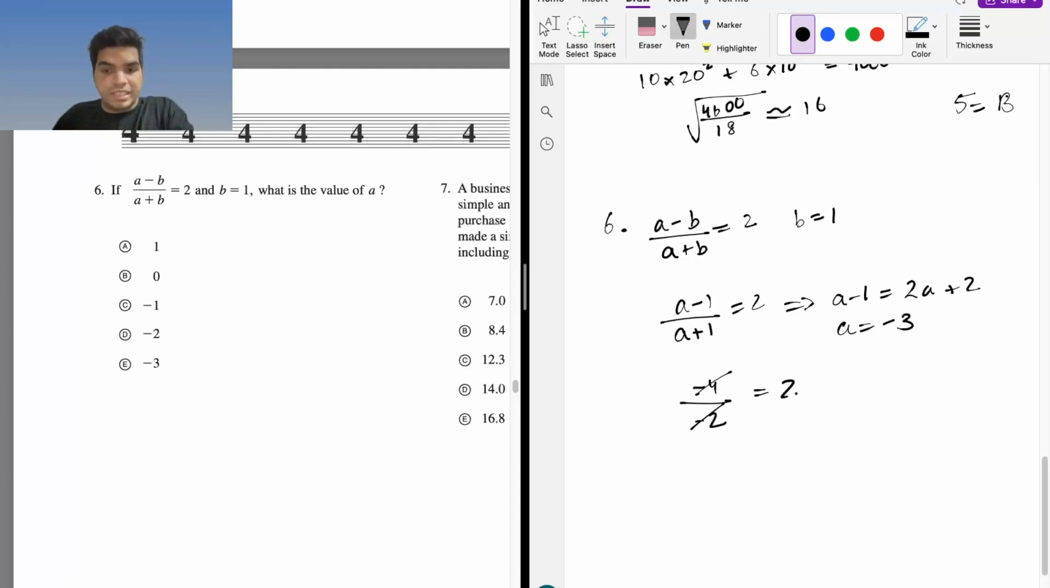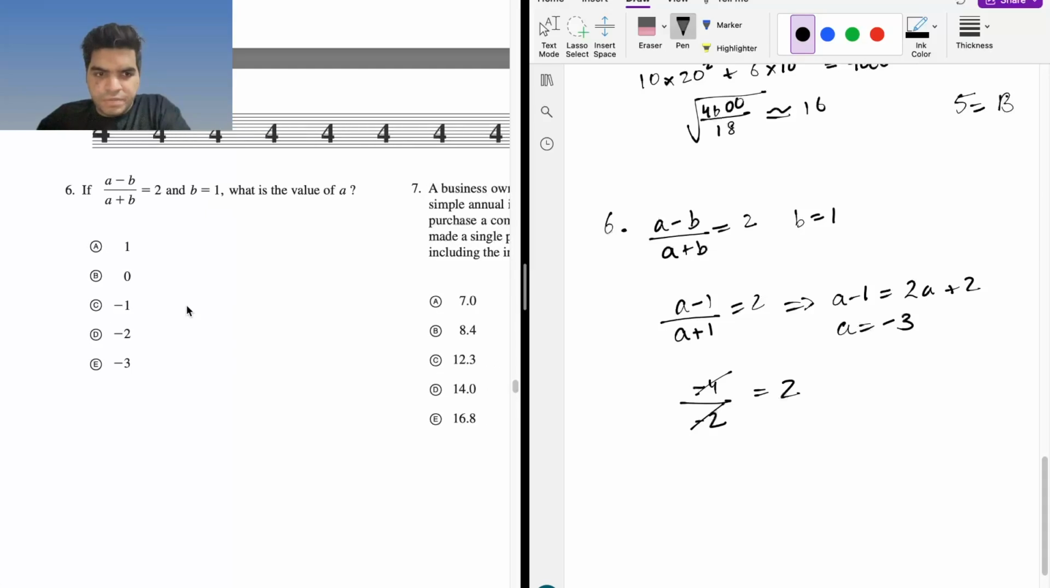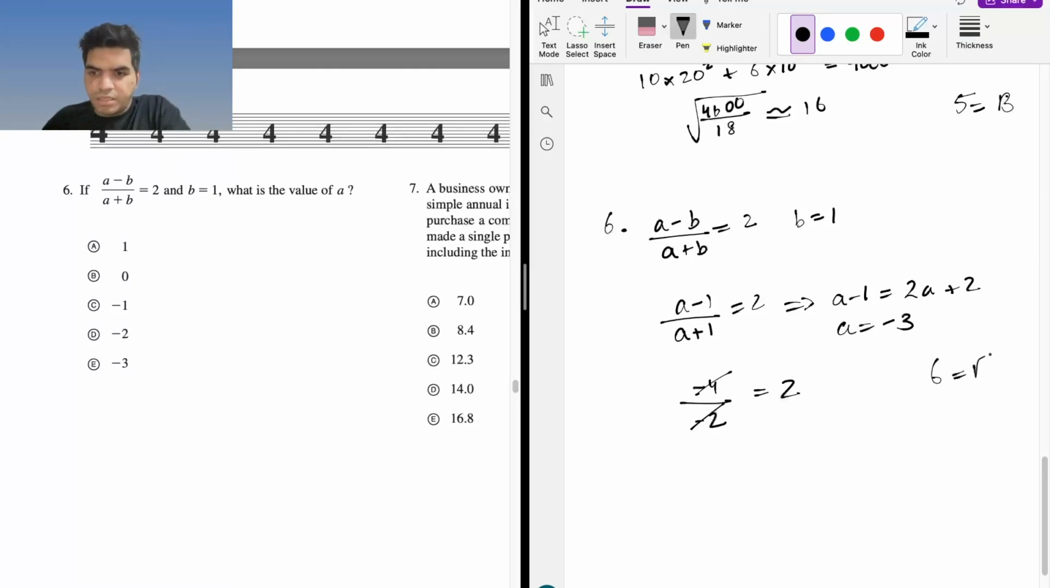On solving, you get it as 2. So this is the correct answer. We are not given the condition that A has to be positive or anything. Always check if there is any other condition given. Just don't stop with solving these simple questions. So the answer is E. So sixth question, E part.